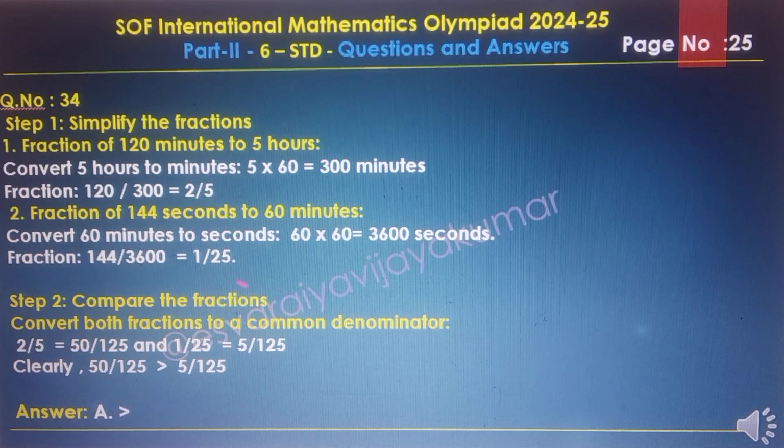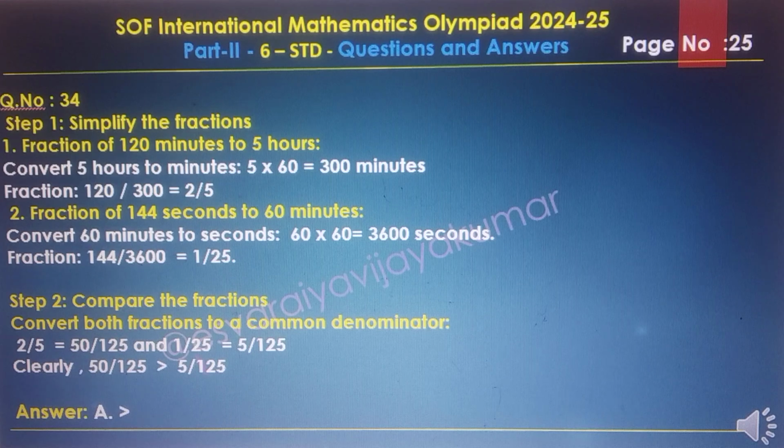The fraction of 144 seconds to 60 minutes. Convert 60 minutes to seconds. 60 into 60, we are getting 3600 seconds. The fraction 144 upon 3600, we are getting 1 by 25.